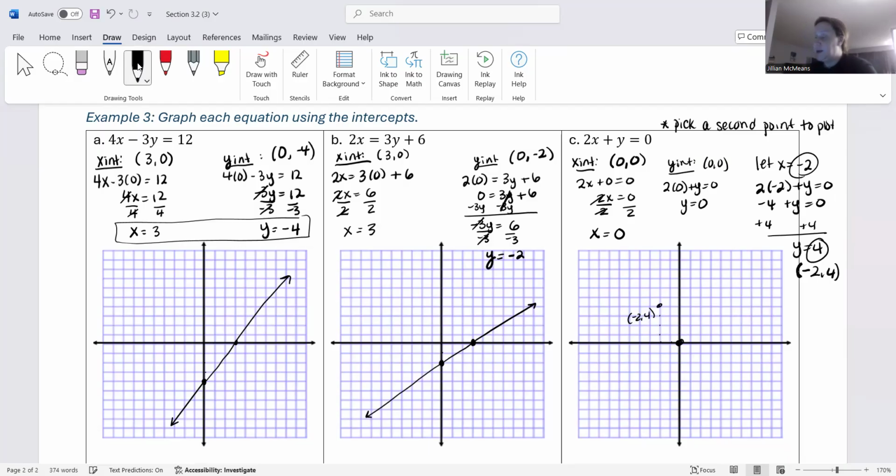All right, so we want to connect, extend, and Lord have mercy, don't forget those arrows. Okay, so there you have it. That is graphing using intercepts. Be on the lookout for a tricky situation like part C, but otherwise, this is a fairly straightforward, easy method for graphing equations. Okay?